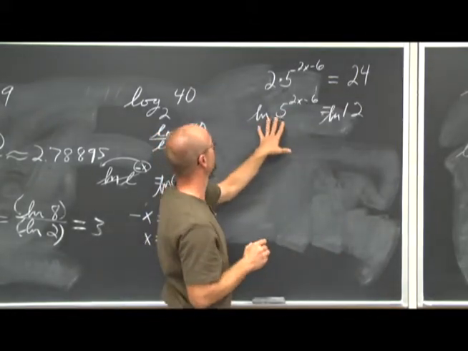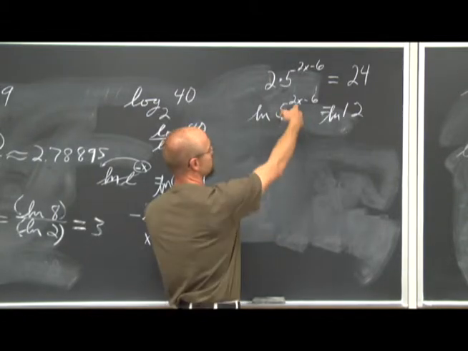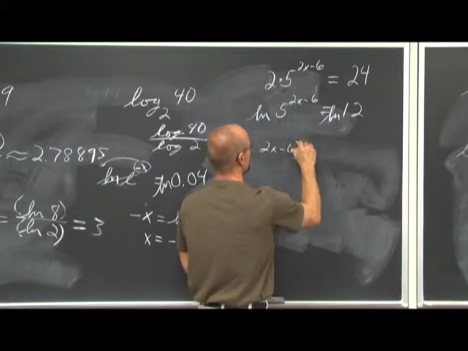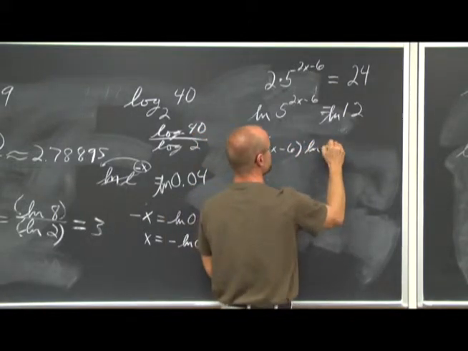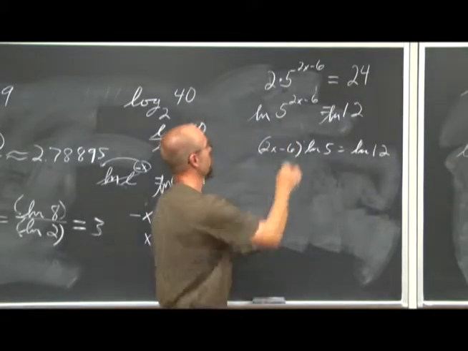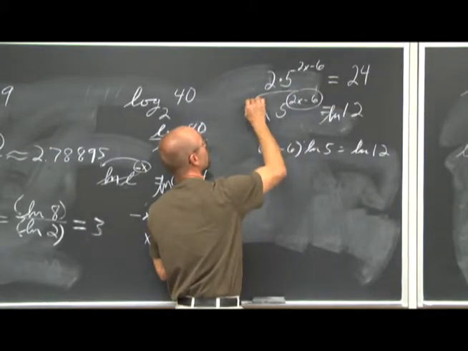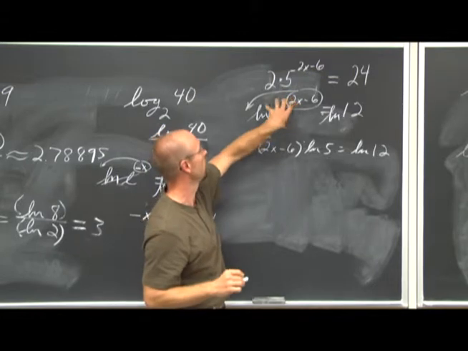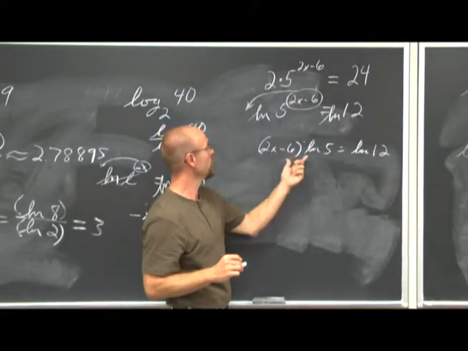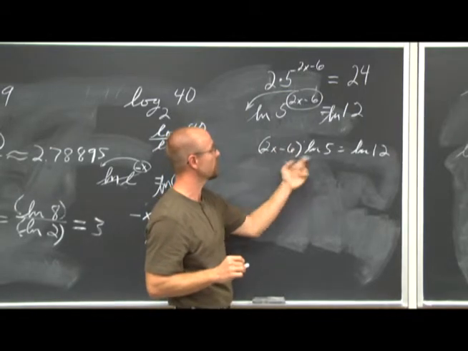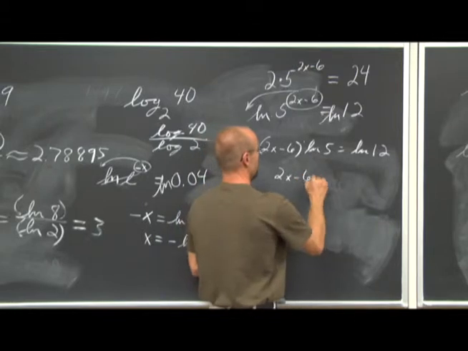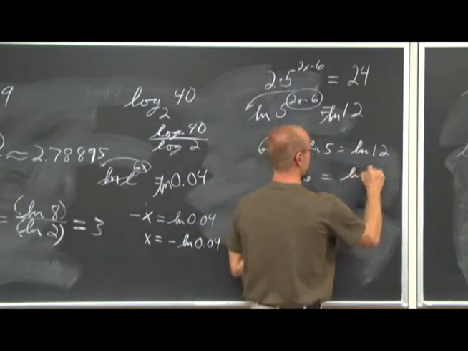And we'll see, ln of 5, I can bring this out front using my power rule, and I'll just put parentheses around it. ln 5 equals ln of 12. That's just using the power rule of logarithms: if we have a logarithm to a power, we can multiply that power. Now, my x is here, I want to get this by itself. I can simply divide both sides by ln of 5.